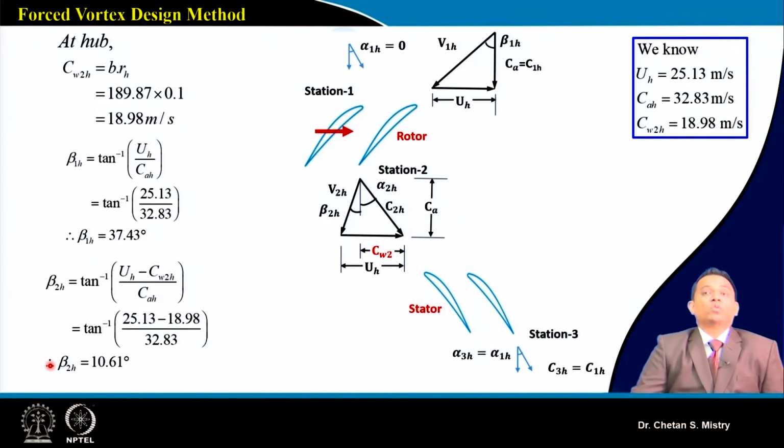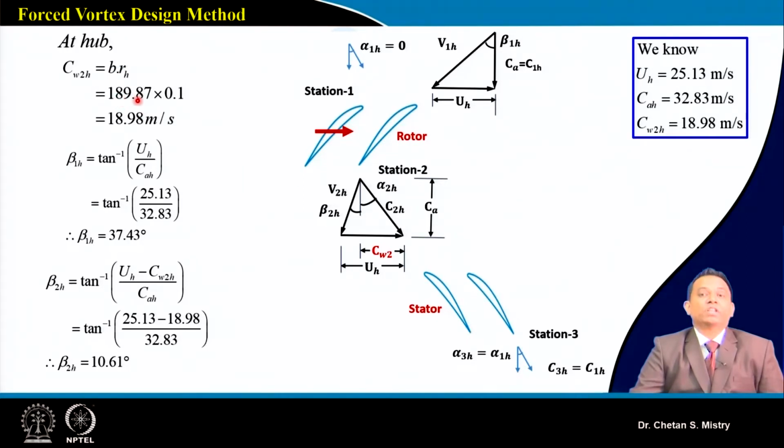Now we need to do our calculation, since our axial velocity is different. So we will do our calculation for different flow angles. If we put in our velocity triangle, this is the triangle at the hub. We can say our CW2 is nothing but B into RH. This B is our constant.